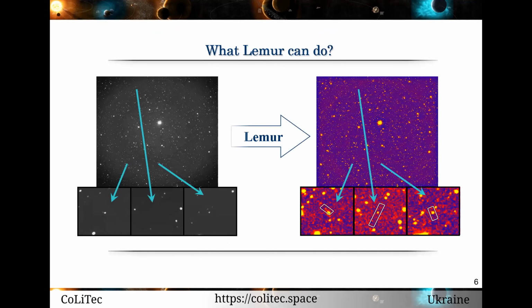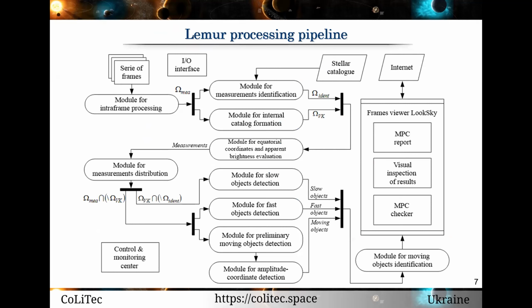On this slide, you can see the results of frame processing by the Lemur software. There are raw frames on the left side and processed frames with alignment and centered view on the right side. Also, detected moved objects are presented on the right side. The processing pipeline of the Lemur software is presented on this slide. After intra-frame processing, the classification of measurements is performed. The different classes contain measurements of objects with null, near zero, normal, and very fast apparent motion. Data mining and processing of these sets of objects is performed in parallel. This approach reduces the execution time.